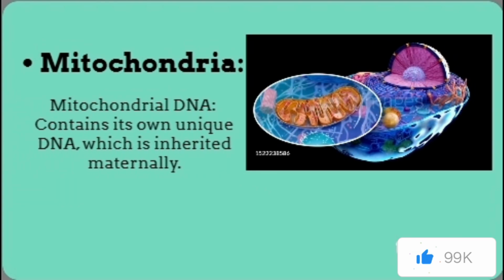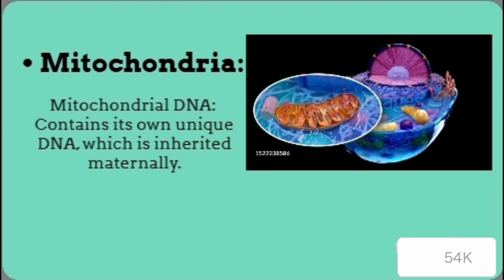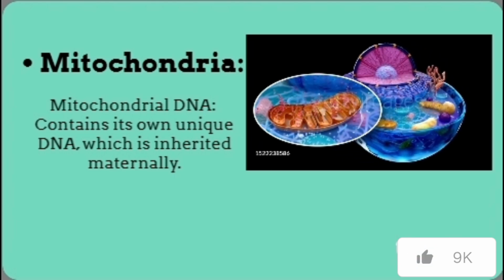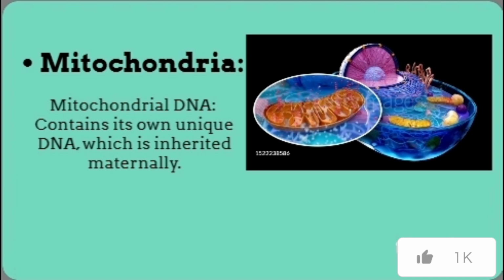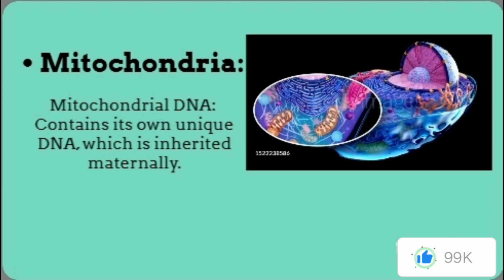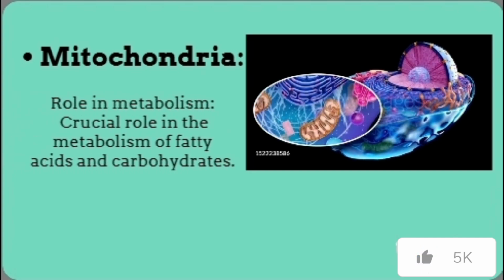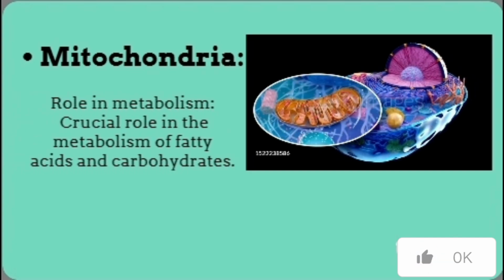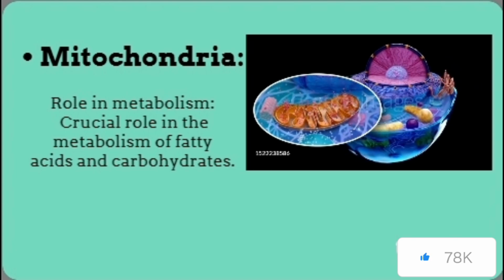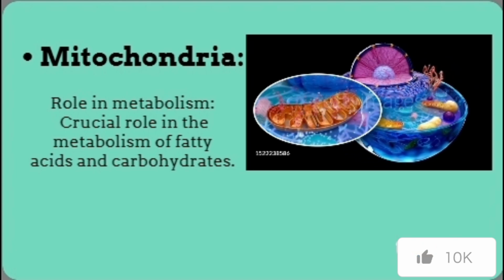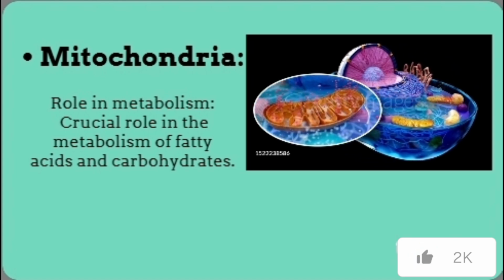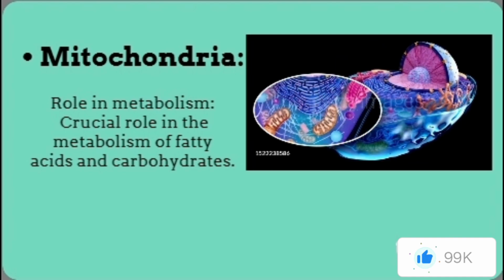Mitochondrial DNA is inherited maternally. Mitochondria contain their own unique DNA, separate from nuclear DNA, and this mitochondrial DNA is passed down exclusively from the mother. Mitochondria play a crucial role in cellular metabolism, particularly in the breakdown and utilization of fatty acids and carbohydrates to generate energy through processes like beta oxidation and the citric acid cycle.